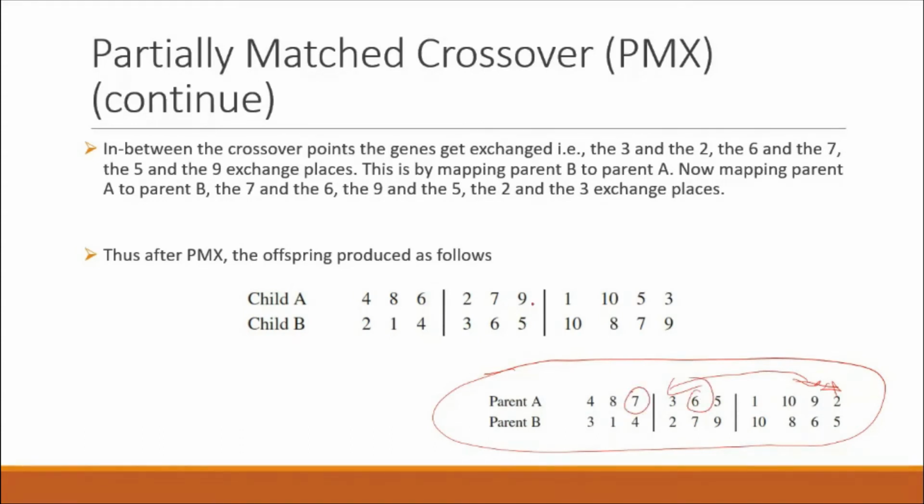And then the next one, 5 and 9. Sorry, 5 is here and 9 is here in the parent. So that is interchanged. Likewise in child B also, this is done. So this is the partially matched crossover, where each chromosome has a partial mapping with the other chromosome.